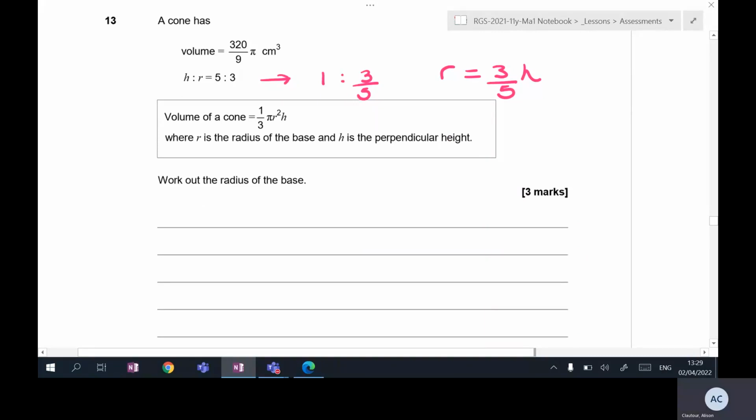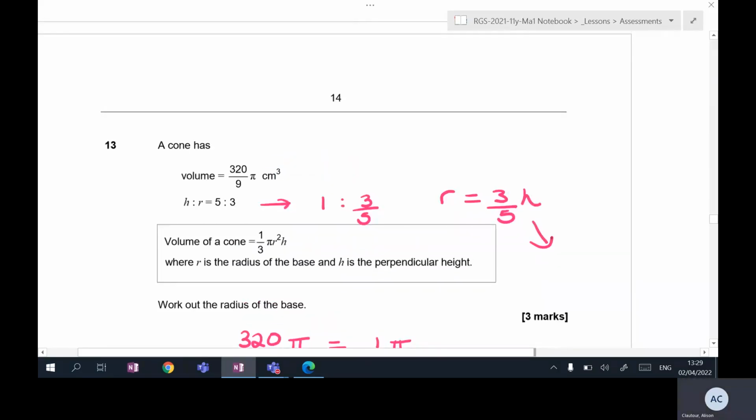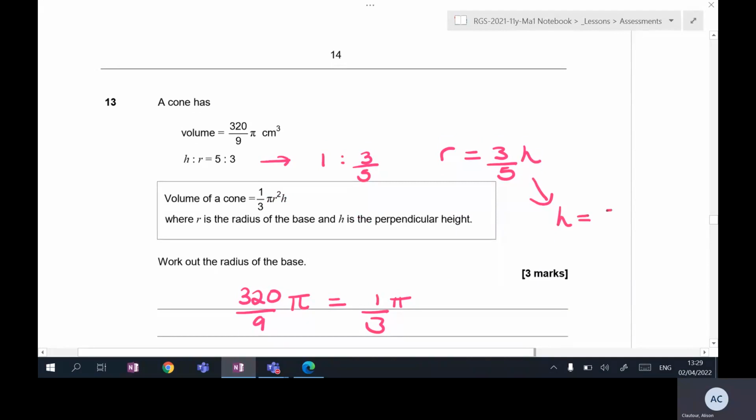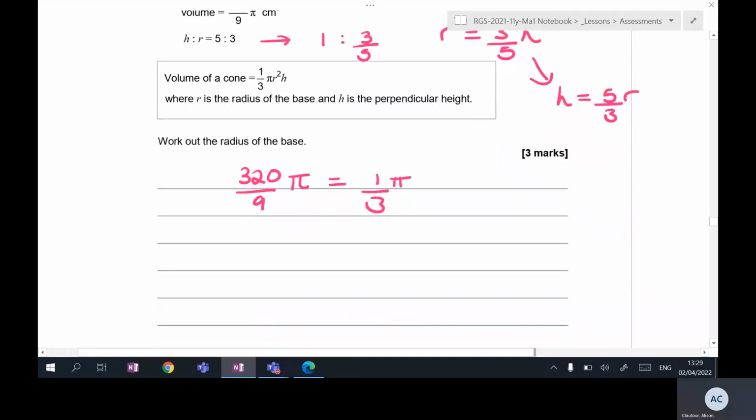So if we've got the volume, 320 over 9 pi, we know that's equal to 1/3 pi r squared h. And we're trying to work out what the radius is. So actually I'm going to change this. I don't want r in terms of h. I want h in terms of r, but obviously you can just rearrange that. It'd be 5 over 3 r. Okay, so because r is the thing that I'm trying to find, I want to have an expression that's just got r in it. So it's going to be r squared multiplied by h, which we now said is 5/3 r. So that's why I've put it that way around.